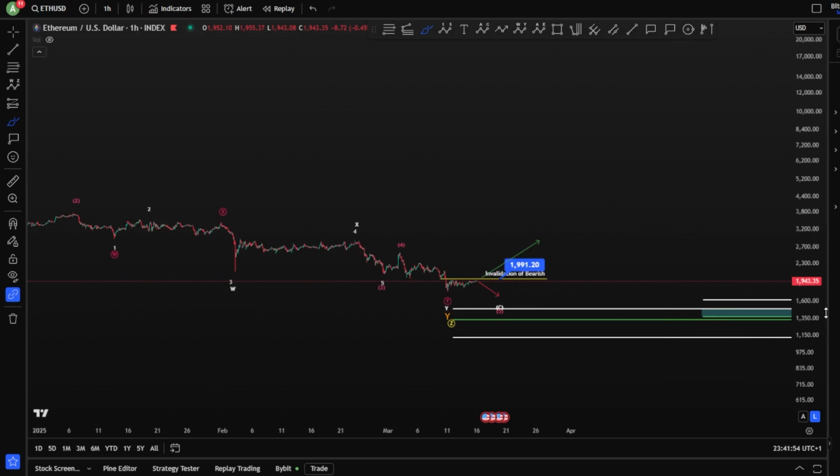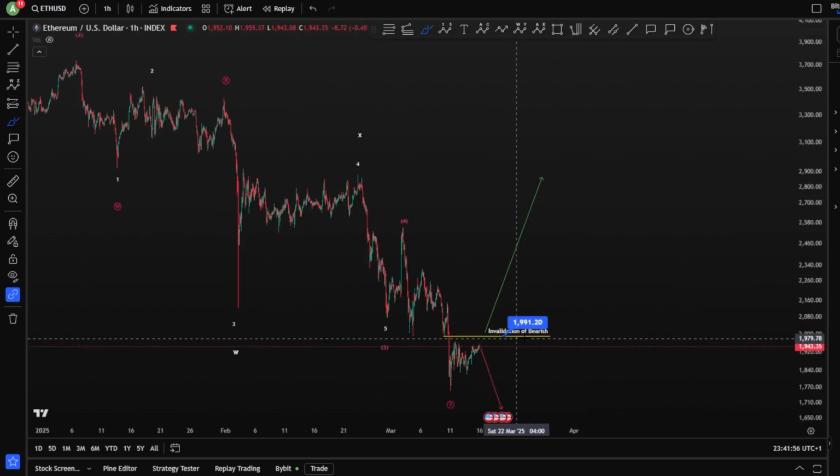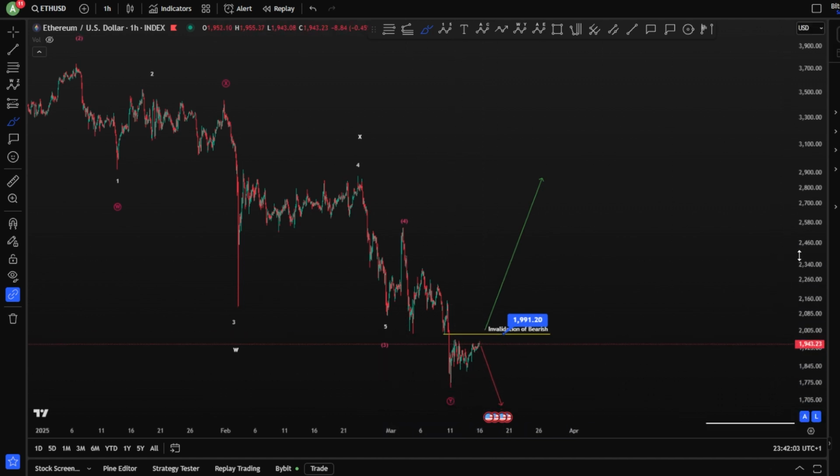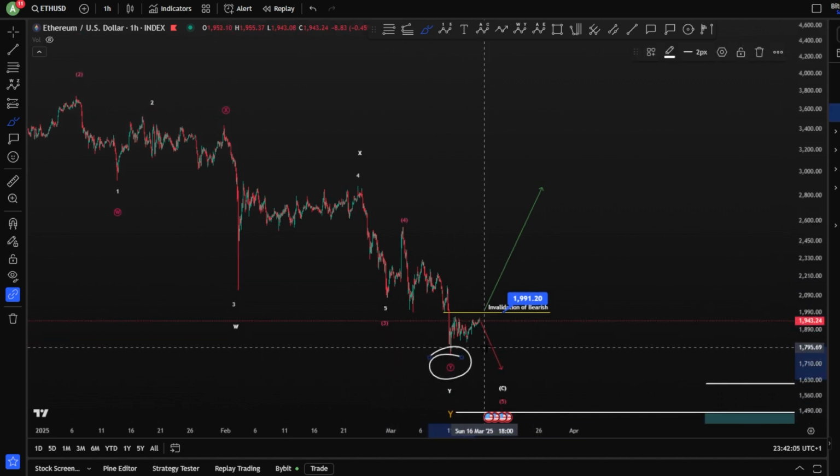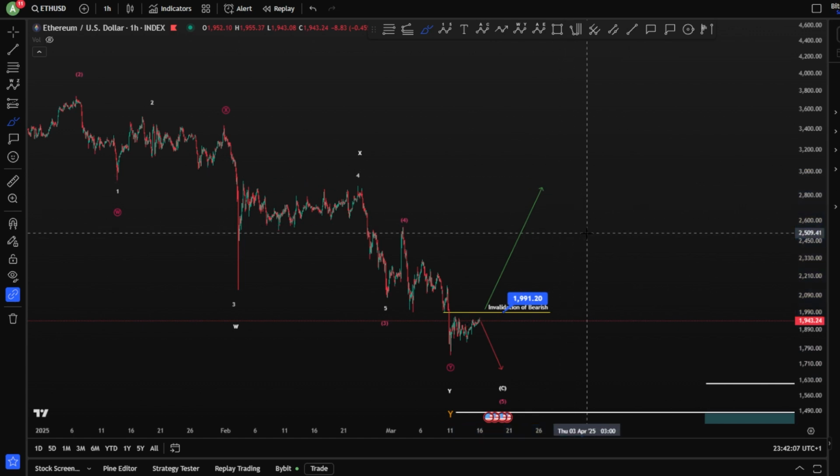All we have to watch right now is, of course, the invalidation level of the bearish 1990. If taken, you have to consider directly that we have bottomed here for a wave Y. We're looking for a higher wave D in a triangle for higher possibility.